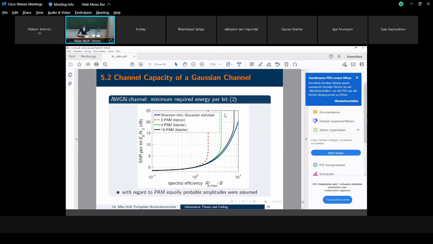If we have a bit rate which is equal to the bandwidth, the channel has brick wall characteristic. Then we end up with an Eb/N0 which is nearly 0 dB. And if we further increase the bit rate at a given bandwidth, we need more and more power. This blue curve is if we use Gaussian distributed modulation symbols. So we need more and more power.